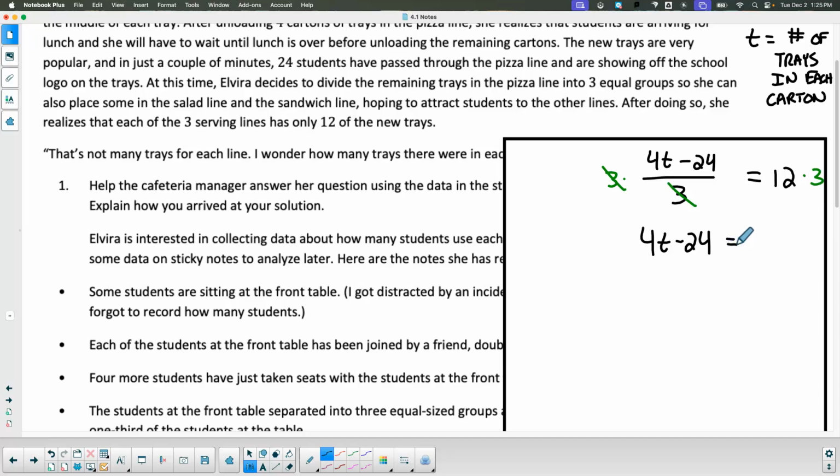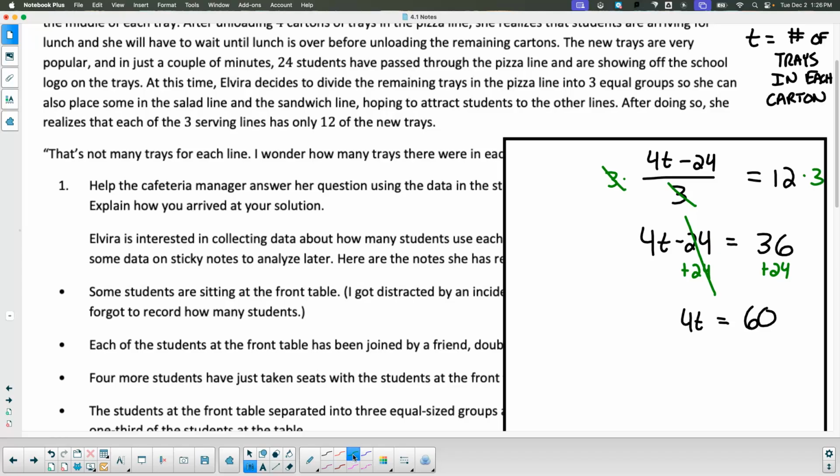Right side, if I multiply the right side by 3, what do we get? 36? Okay. What would be next? Add 24 to each side. That adding of the 24 cancels that out right there. So then what's left on the left side? 4T. And what's on the right side now? 60. 60? Yeah. Okay.